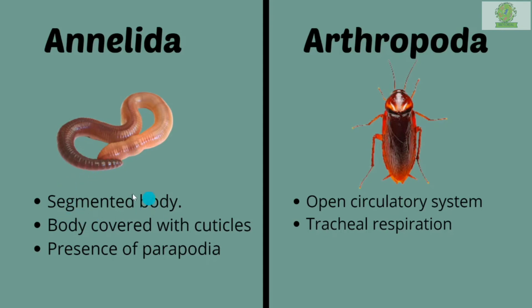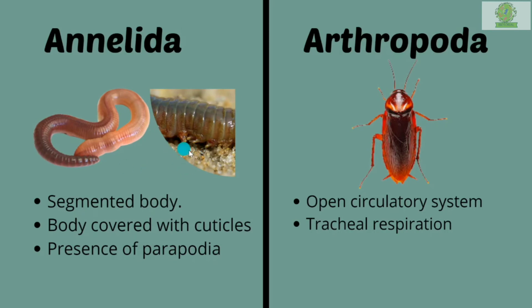And also the body is covered with cuticle. Cuticle means the thin skin which is present on the top of the body. So we can observe that, and apart from this, we also have parapodia on their body. Now what are parapodia? Parapodia are the legs, these fine legs that you can see in this image. These are known as parapodia, and they help earthworms to make motion.